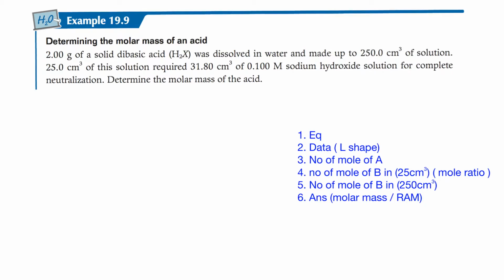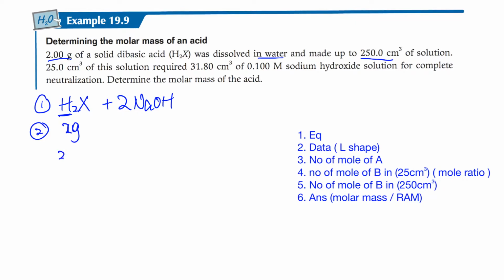So let's have a look right here. We'll have the first part, H2X, a dibasic acid with 2H, and then we're going to add NaOH to it. Because there is 2H here, you know that the ratio will be 1 to 2. So we have the data: 2 gram first dissolved in water, made up to 250 cm cube. We are not titrating NaOH against this 250 cm cube of H2X. We are taking out 25 cm cube, so I will write 25 cm cube here. This required 0.1 M NaOH, 31.8 cm cube of NaOH. So we are titrating against this one, and I will write these data just next to it.